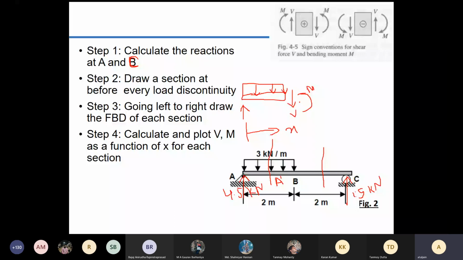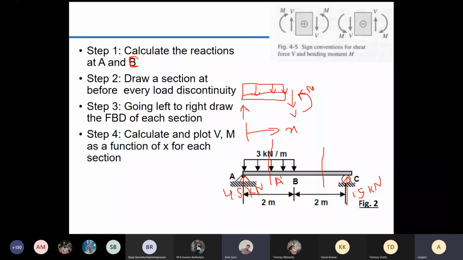By default, I'm assuming that my V and M are positive. If I get a negative value, I will write negative value. Sir, V will be 4.5 minus 3x kilonewton, and M will be 4.5x minus 1.5x square. Yes, kilonewton meter. Correct.